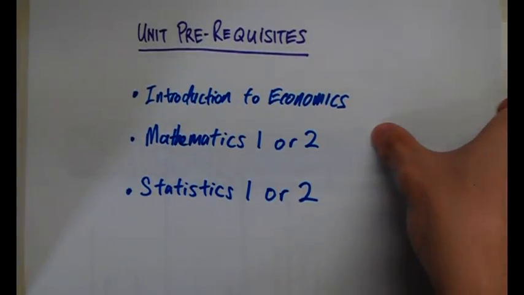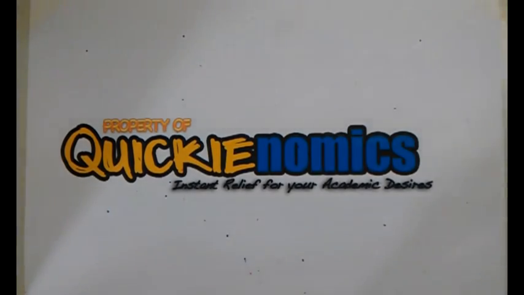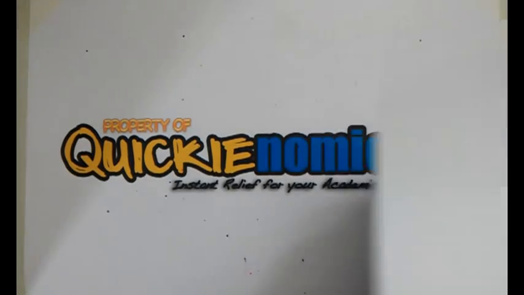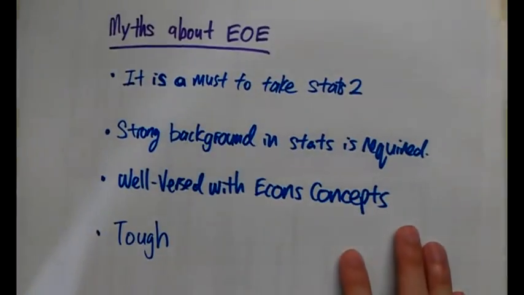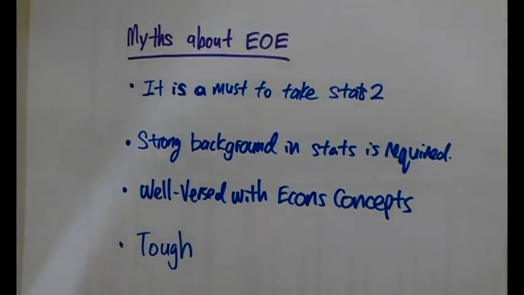Here are some common myths about the unit. I've thought about it, and they just happen to be a bunch of nonsense. The first myth is that it is a must to take Stats 2. Not really. People say this not because they think it is a prerequisite, but because they think that with Stats 2 knowledge you're going to be able to pass EOE. That's nonsense. Personally, I took EOE without Stats 2 and without Stats 1, and the reason I didn't take Stats 1 is because I was exempted from it.